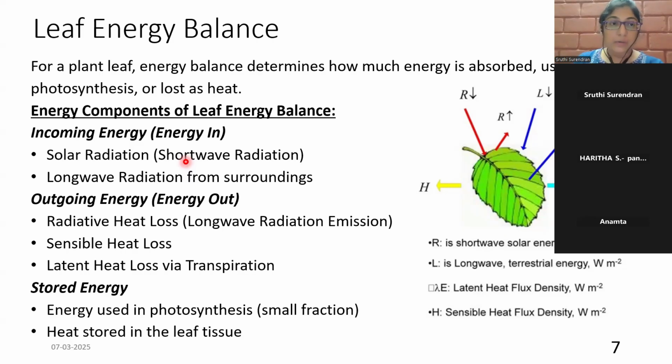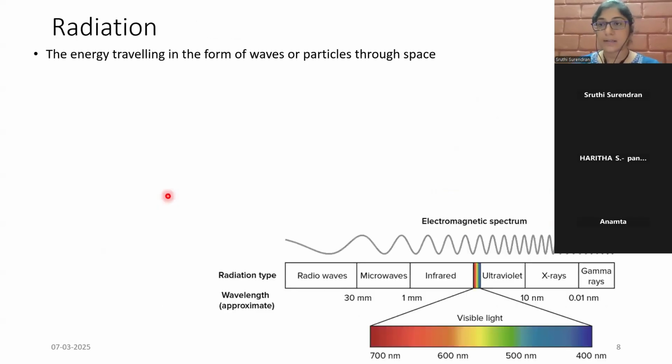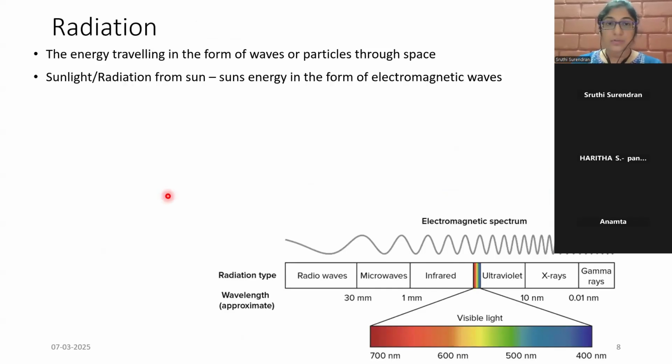Now let us look into each of these terms, what they exactly are, and how we can use them from the daily available data that we have. Radiation is nothing but energy traveling in space in the form of particles or waves. Solar radiation is the sun's energy in the form of particles or electromagnetic waves. We know the electromagnetic spectrum starts from the gamma rays and ends with the radio waves.